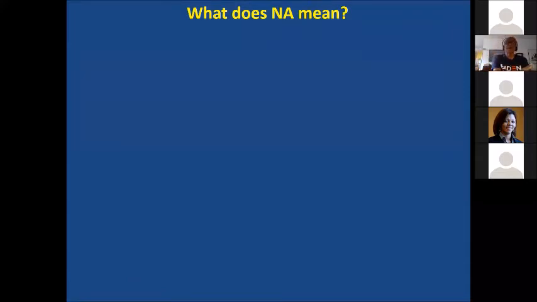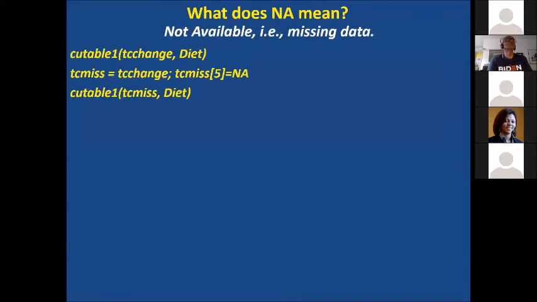NA in R means not available, not not applicable, but not available. And the data are missing. So again, I don't want you to do this, you can just see what's on the slide. So if you do CU Table 1 TC change diet, we saw that before. And I created a new variable now called TC miss. And I said TC miss of 5 is not available. That is, I deleted the 5th data point.